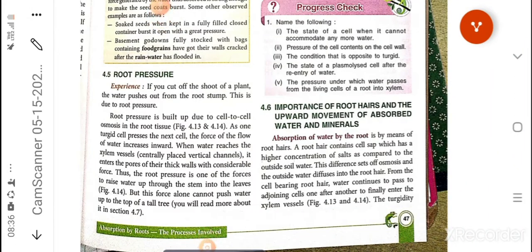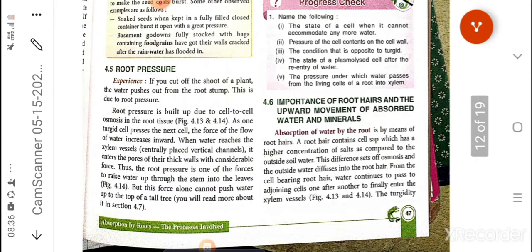So, in our previous classes, we have discussed absorption by roots. Today we are going to discuss root pressure. You have seen that if you cut the shoot of the plant, some of the sap or fluid will come out from the root stem. This is actually due to root pressure. Now let's see what root pressure is.